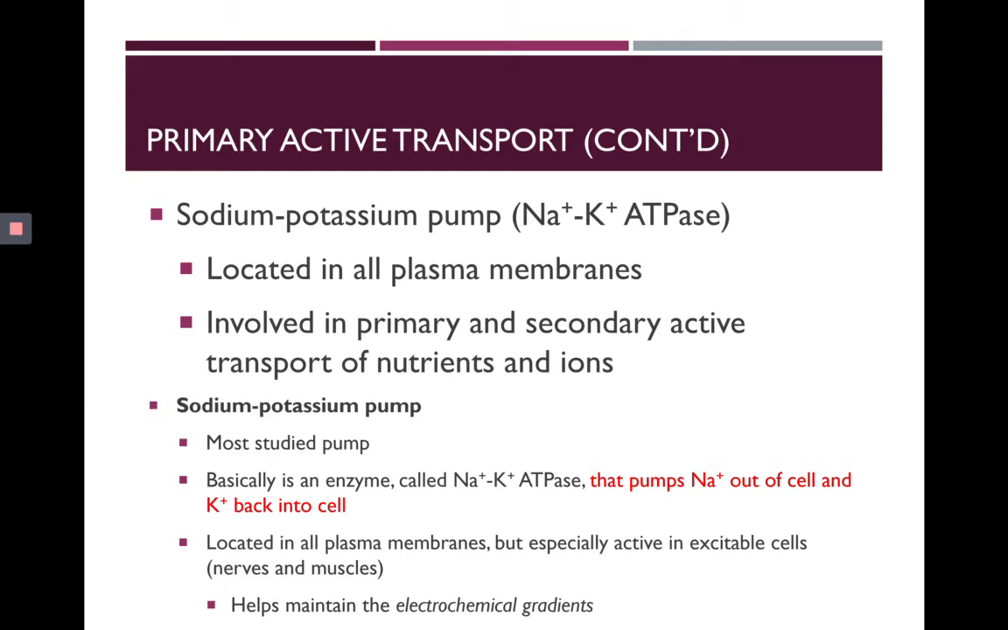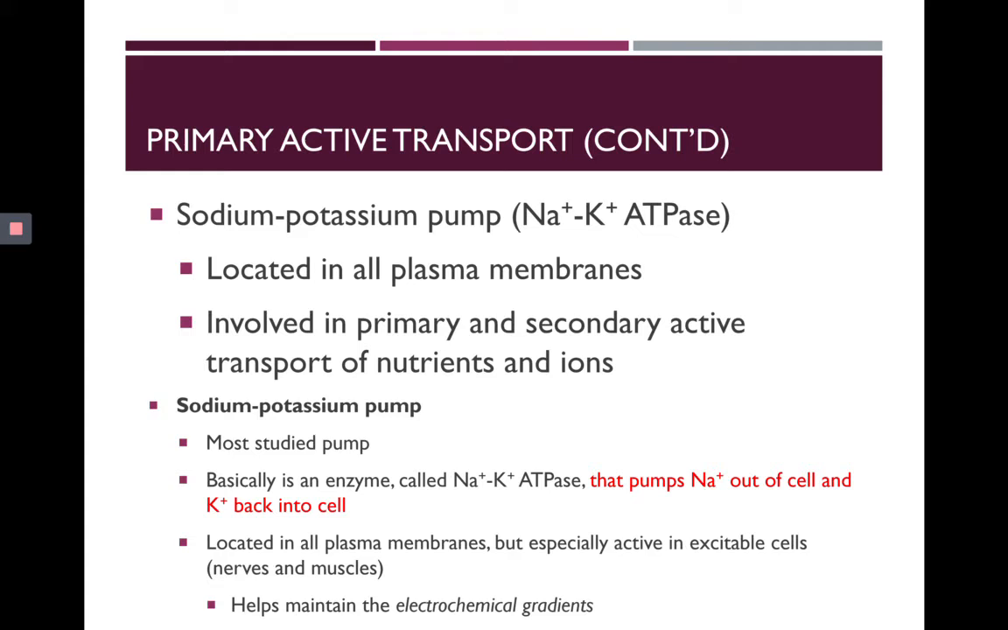The sodium-potassium pump is commonly used during active transport. We'll talk about it later on when we look at the nervous system, and we'll mention it briefly when we talk about skeletal muscle. But it's located in all plasma membranes, so it's a really efficient pump and it's readily available. It's involved in primary and secondary active transport of nutrients and ions. And we're looking at it because it is the most studied pump. It's one of the first pumps that functions in active transport that was studied.